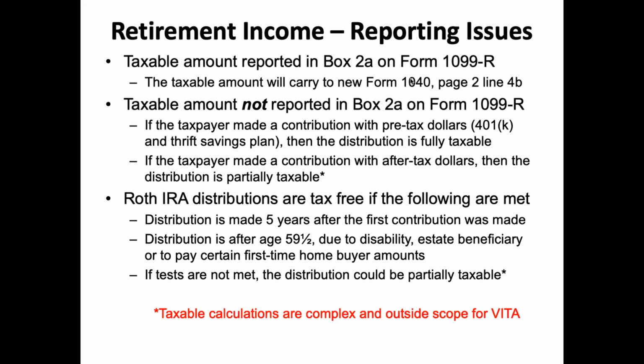So what happens if we do get a 1099-R and the taxable amount is not reported in box 2A? This is a time where we need to ask a question to the taxpayer. And the first question we're going to ask is, did the taxpayer make a contribution with only pre-tax dollars? That would be 401k, thrift type plans. If they did, then the distribution is fully taxable.